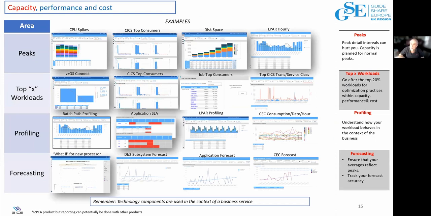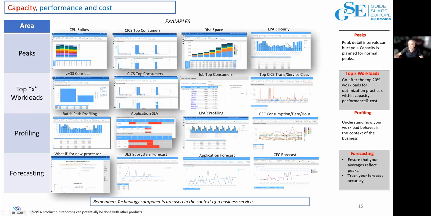I did some examples of different reporting that would be representative of capacity, performance, or cost. So you do top 40 reporting. You're looking at peak detail intervals where they can hurt you. Capacity is planned for normal peaks, not abnormal peaks. They try to have as many normal peaks as possible and smooth those things out. Looking for the top workloads.